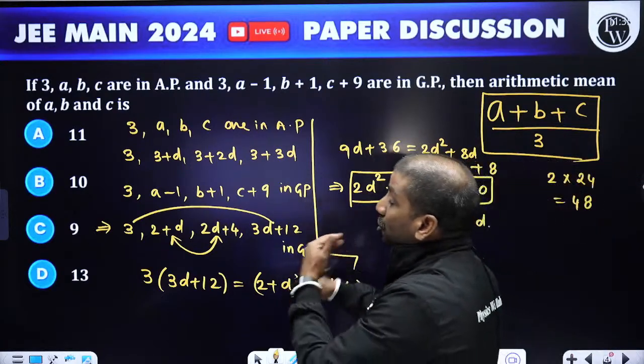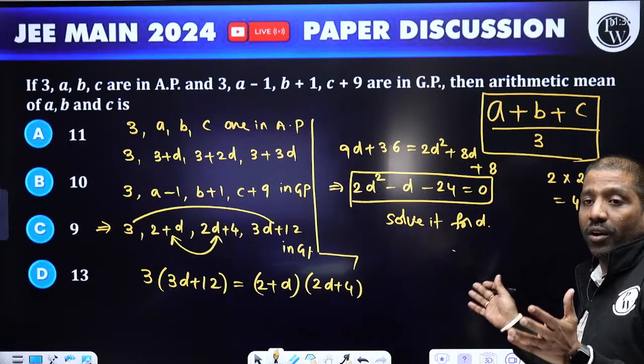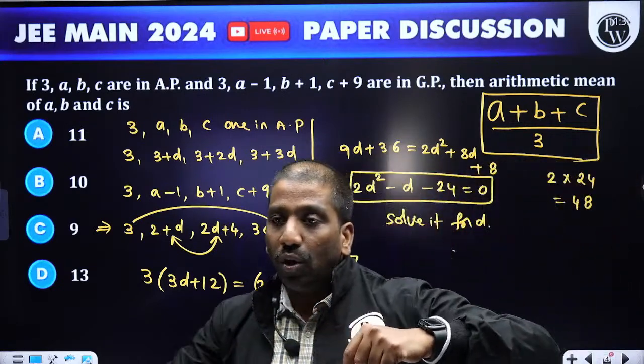Here also, instead of taking a geometric progression, again new parameters I converted into D, we got a quadratic equation, right? So 2 plus D.